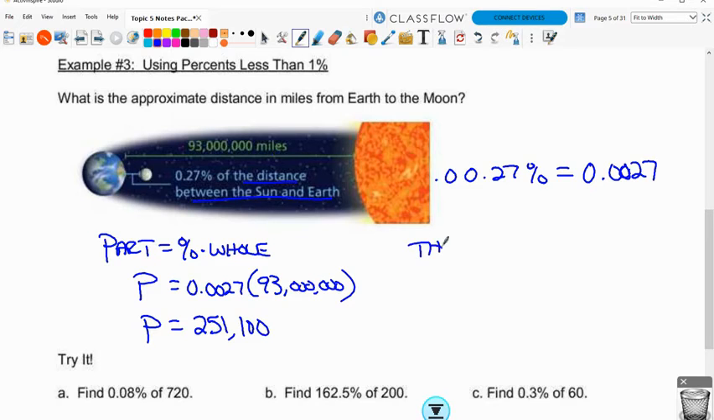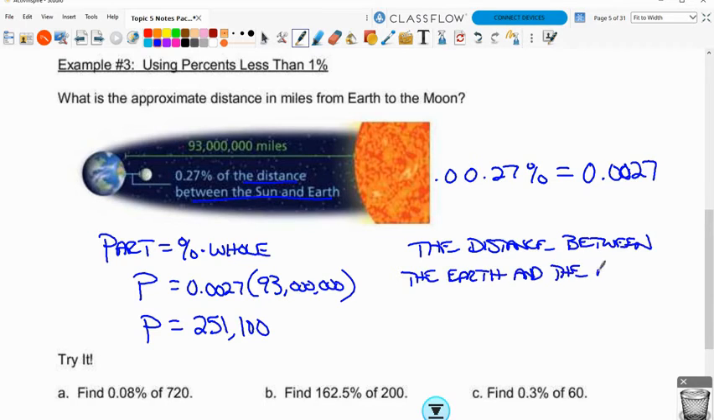So we can say that the distance between the Earth and the moon is about 251,100 miles.